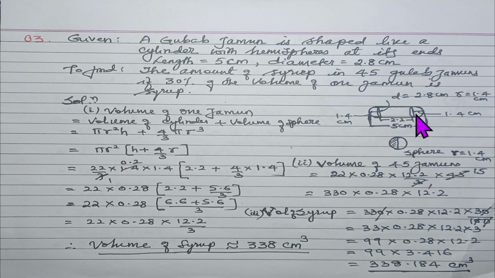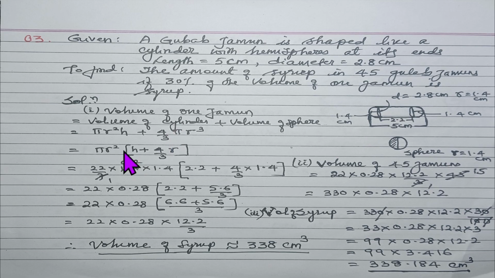Now let us find the volume of one jamun first. The volume of one jamun will be equal to the volume of the cylinder plus the volume of the two hemispheres. When I combine the two hemispheres, it becomes the volume of a sphere. So therefore I have taken the volume of a sphere. And we know the volume of a cylinder is pi r square h, and the volume of a sphere is 4 by 3 pi r cube.